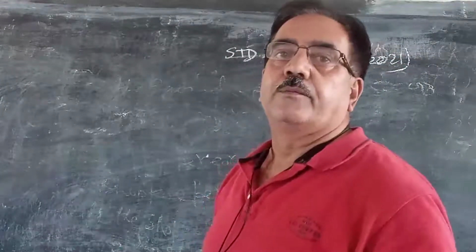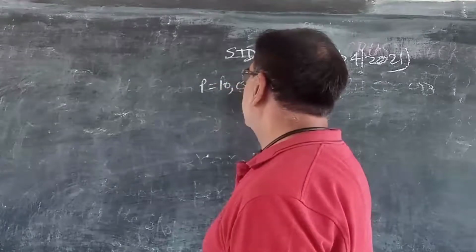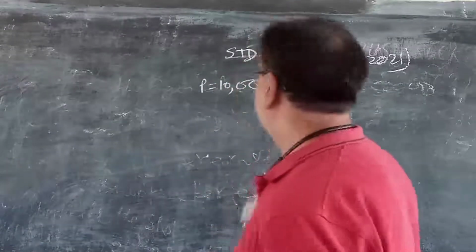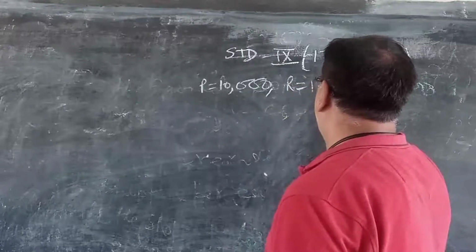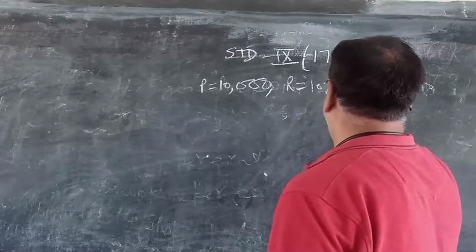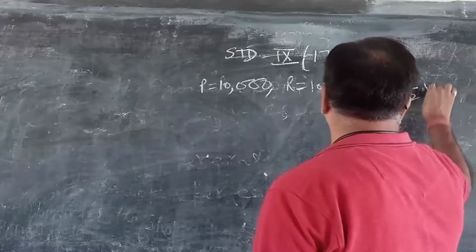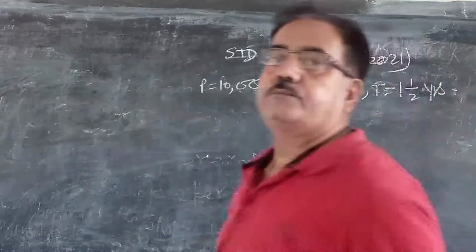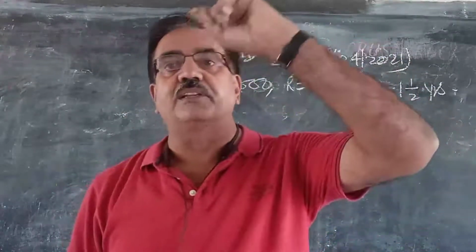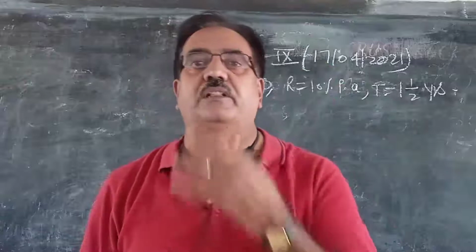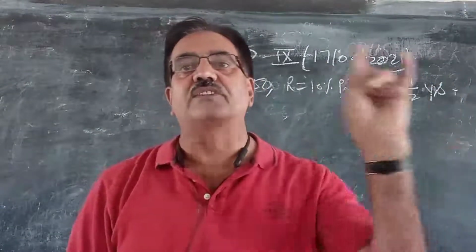For example, take the principal 10,000 rupees, rate 10% per annum, time 1.5 years. So when we calculate the compound interest given semi-annually or half-yearly, it means every 6 months we have to consider time equal to 1.